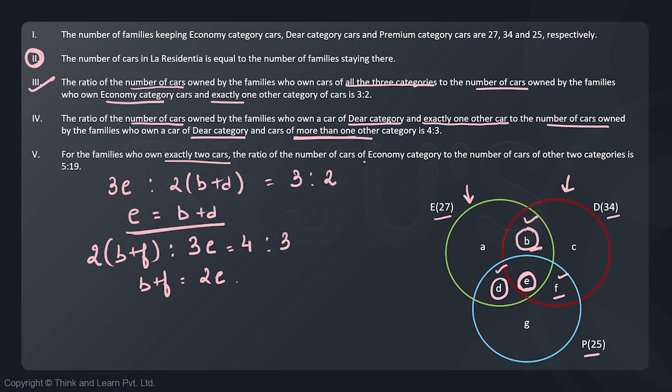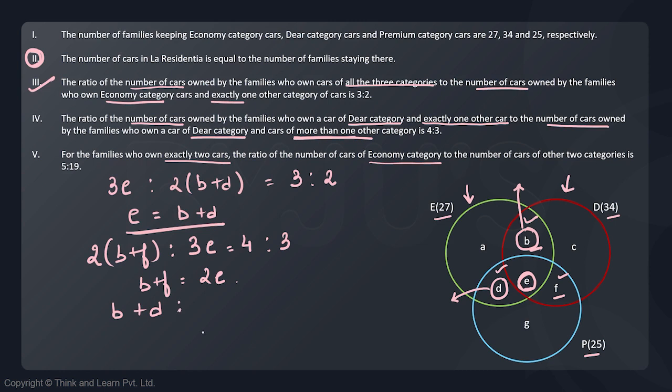The ratio of the number of cars of economy category. Now, among these three, the number of cars of economy category is B plus D. The point is, these families have got cars of economy as well as other categories, but the number of cars of economy category would be B. Similarly, the number of cars of economy category here would be D. So the number of cars of economy category with one of these three is B plus D to the number of cars of other two categories.